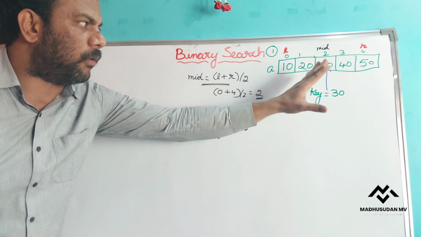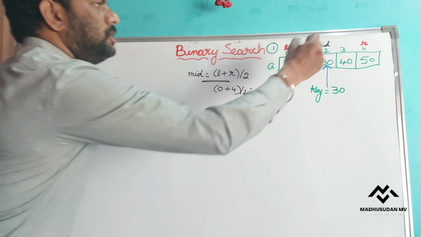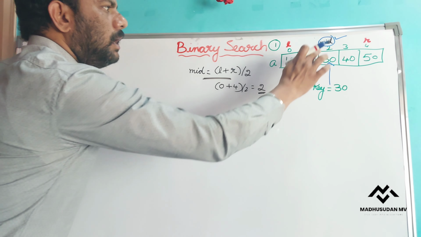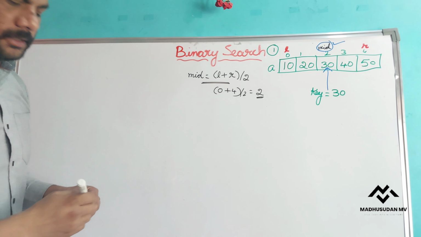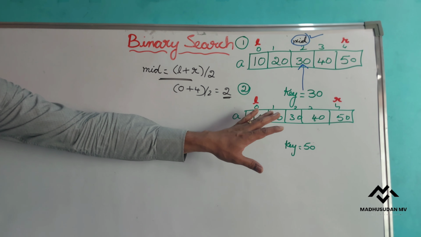That means I found the key element at the position mid. So I will return the position mid, that is 2. That means I found the key element at position 2. This is one case. Now let us take another example, with the same array.